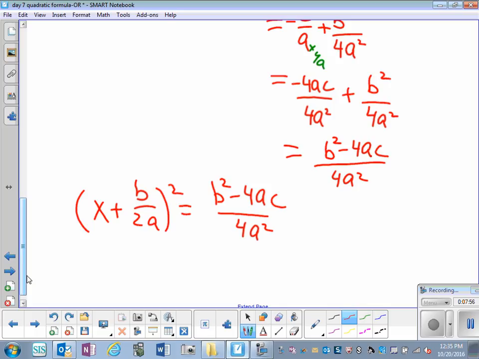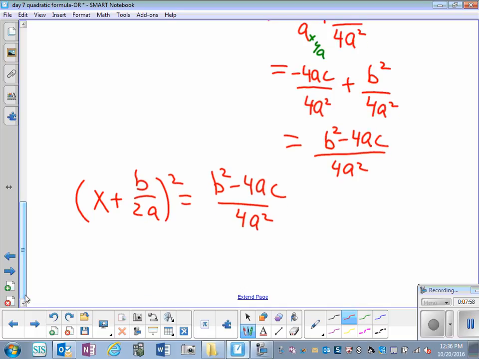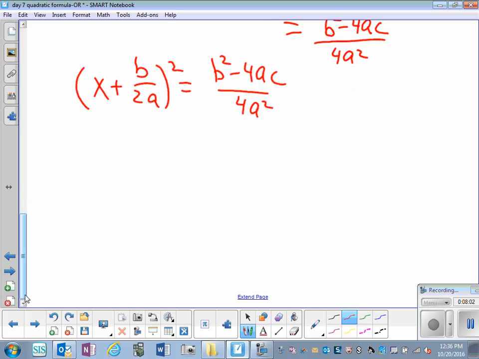A lot of variables, a lot of letters. Okay, so now, how do we solve this? I have the perfect square here and then the constant over there, right? Because a, b, and c are all constants. I know them. These are coefficients. So I can apply my square root method. So how do I do that?